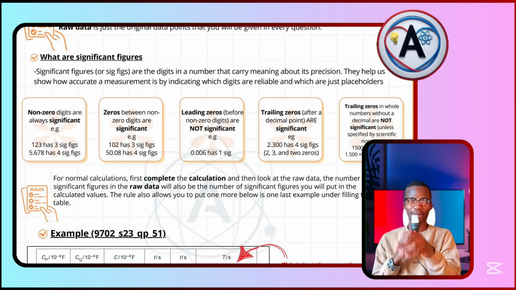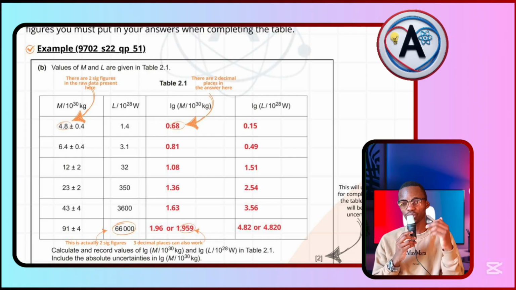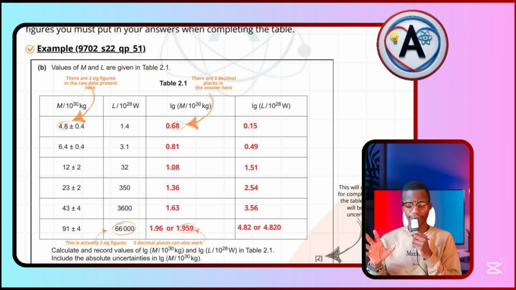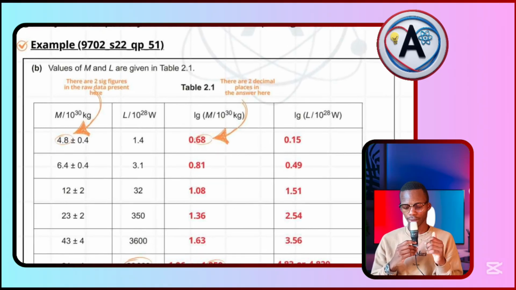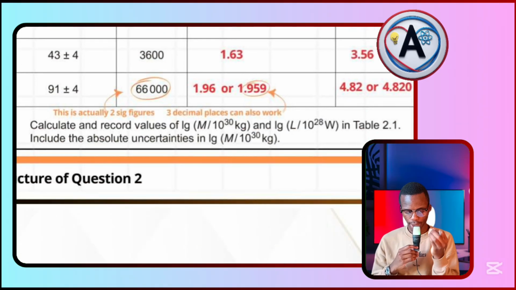We're going to better understand, as always, by using an example. The first example is from May-June 2022, question paper 5.1. You've been given values of M and values of L in that particular table. The first task is to calculate and record values of log M / 10^30 and log L / 10^28 in table 2.1. Include the absolute uncertainties in log M / 10^30.